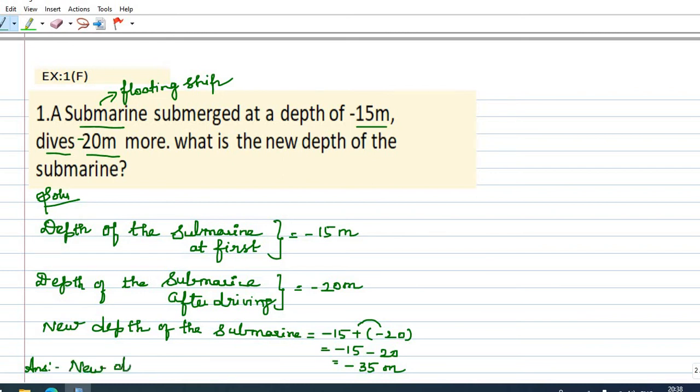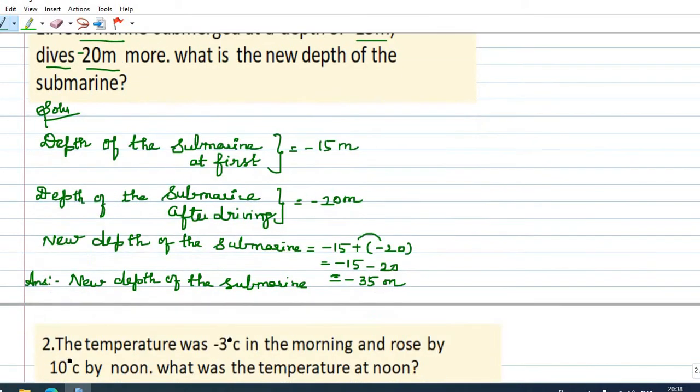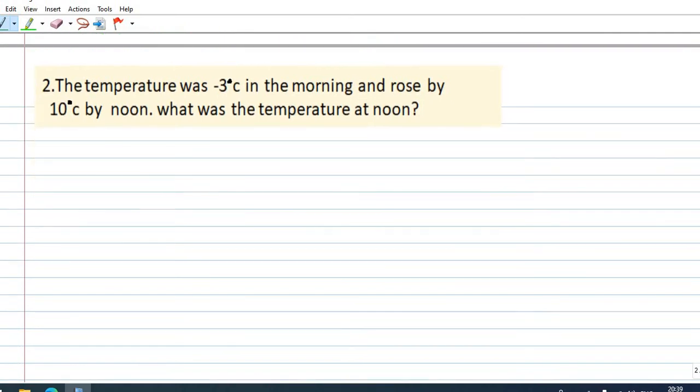New depth of the submarine is equal to, what is this? Minus 35 meter. Can you understand this, children? Shall I move on to the second one?